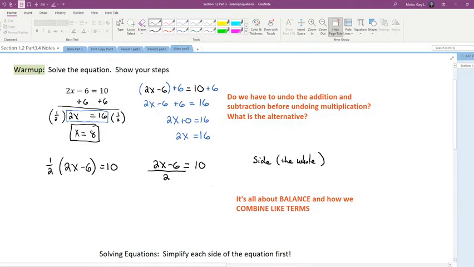And then what we do to one side, right, we have to do to the other side. So I'd multiply this side by a half as well, and I would maybe divide this by 2 if you're doing the division method.